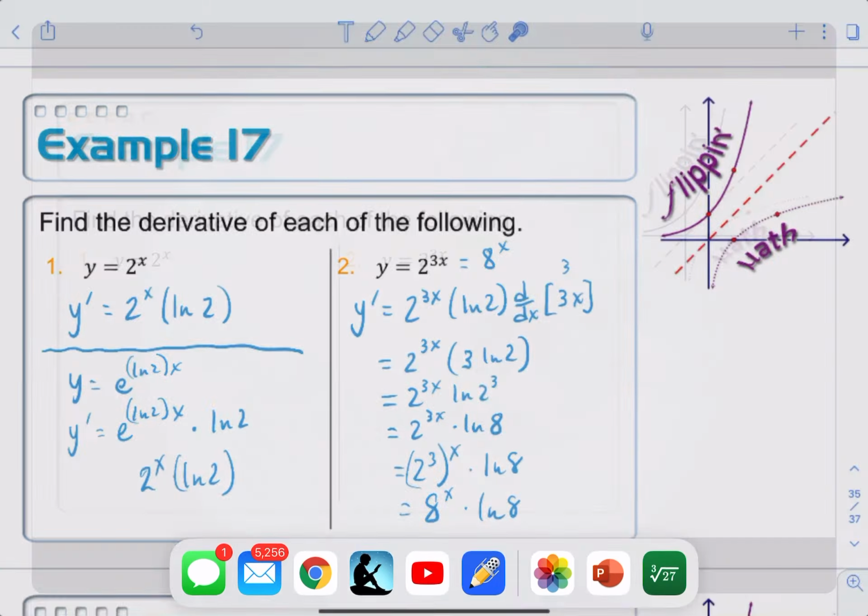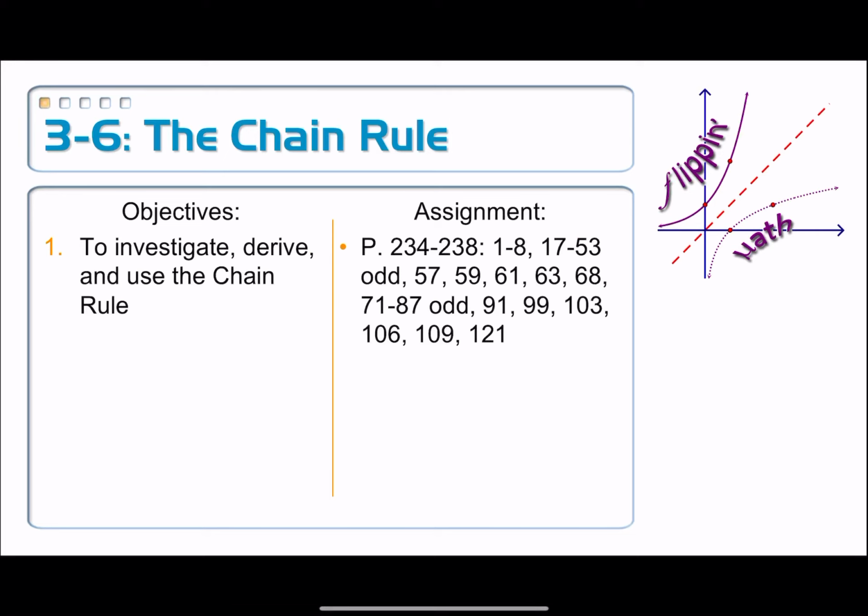Which means we are pretty much finally done with the chain rule lesson, where we were able to investigate, derive, and use this thing called the chain rule. And when do I use it? I use it whenever I'm taking the derivative of a composite function.